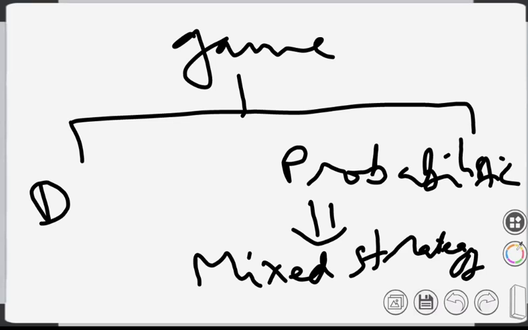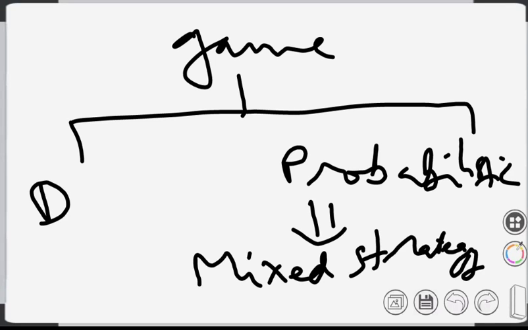When both the parties play the game with more than one strategy with some probability, then the game is called a probabilistic game, and it is played with mixed strategy. Please write down the definition of a probabilistic game or a game with mixed strategy. A game when both the players play with more than one strategy with some probability, then the game is termed a probabilistic game, and the game is played with mixed strategy.